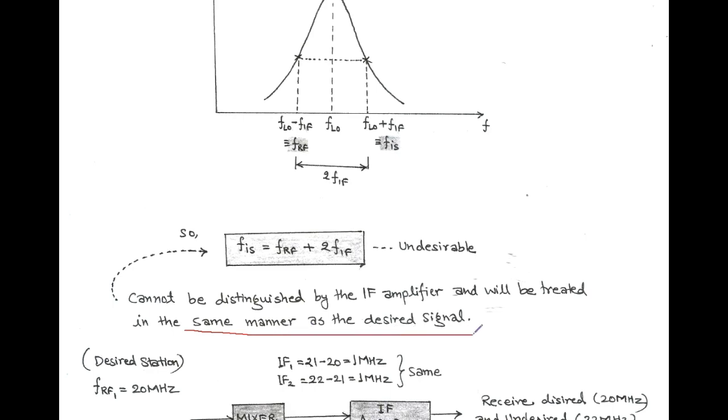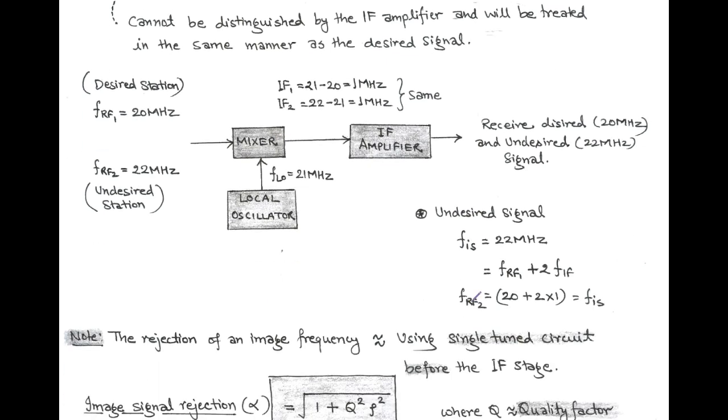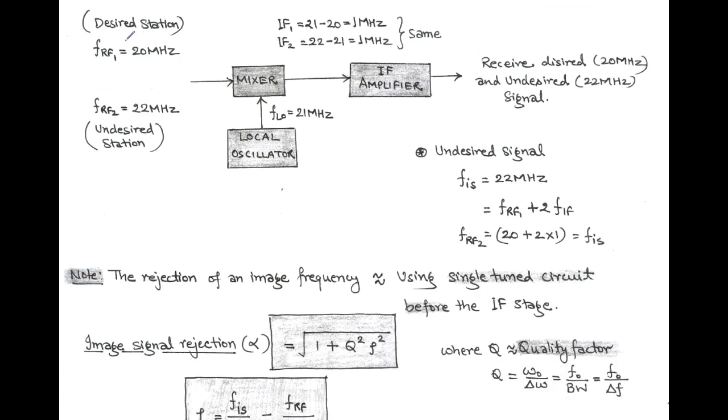Now we discuss this image signal with the help of an example. Here we take a local oscillator frequency equal to 21 MHz. And let us consider a desired station having a radio frequency FRF1 equal to 20 MHz, which should be received without any distortion. Now, due to some situation, the undesired station of radio frequency FRF2 equal to 22 MHz is also intercepted by the receiving antenna. And due to this, there creates a problem of image signal.